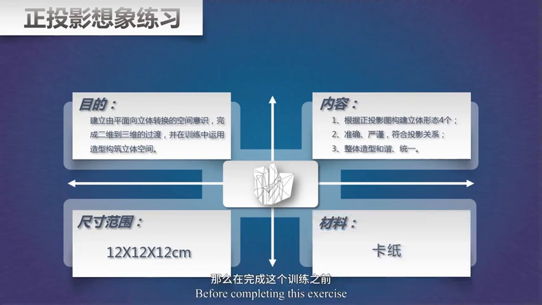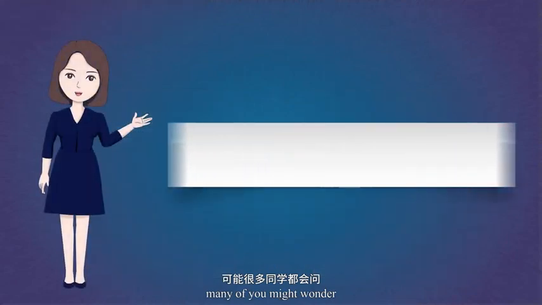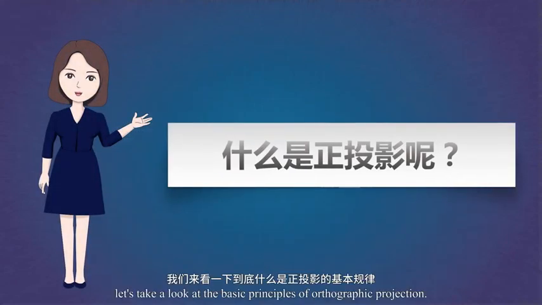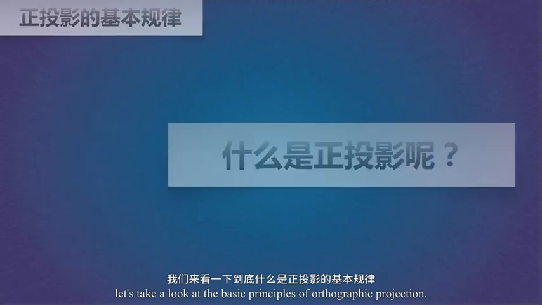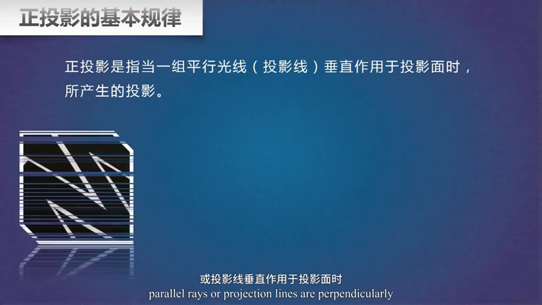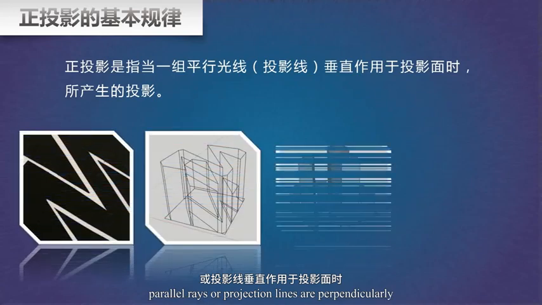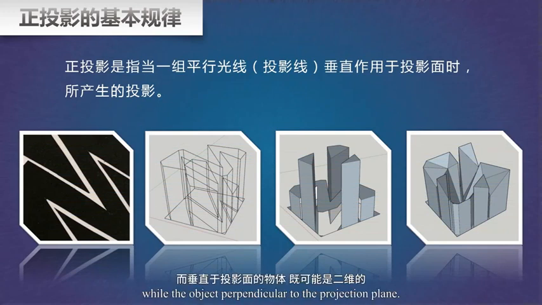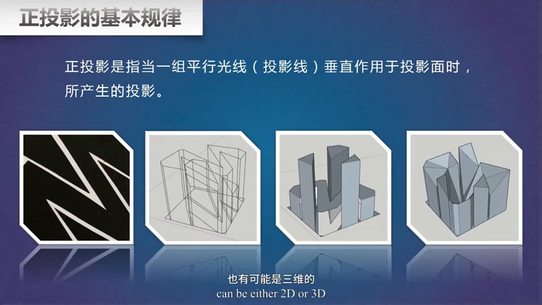Before completing this exercise, many of you might wonder what orthographic projection is. Next, let's take a look at the basic principles of orthographic projection. Orthographic projection is produced when some parallel rays or projection lines are perpendicularly projected onto a projection plane. The resulting projection image is 2D, while the object perpendicular to the projection plane can be either 2D or 3D.